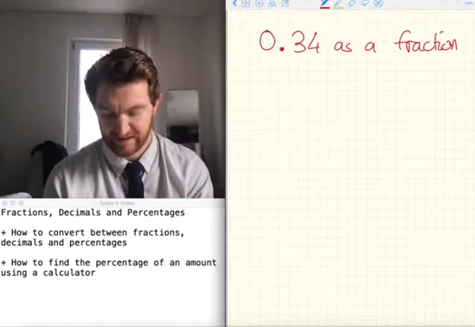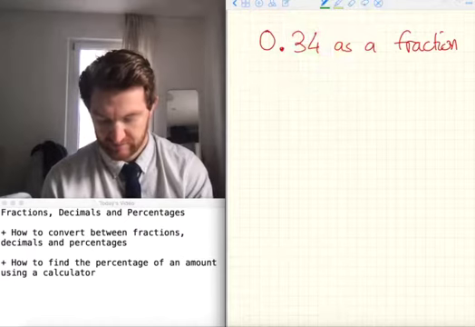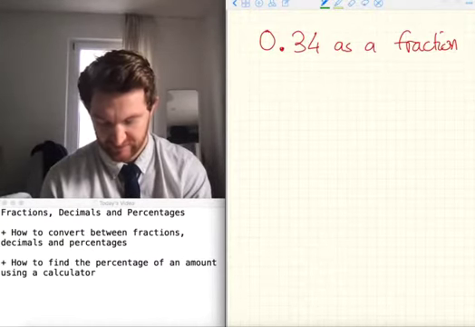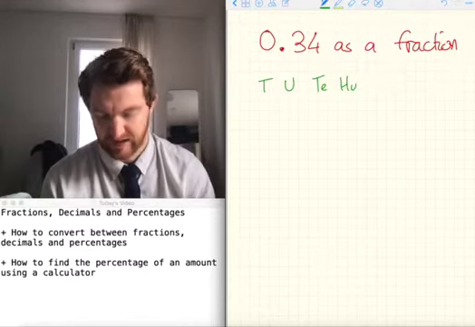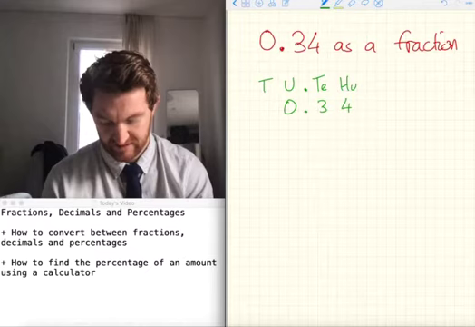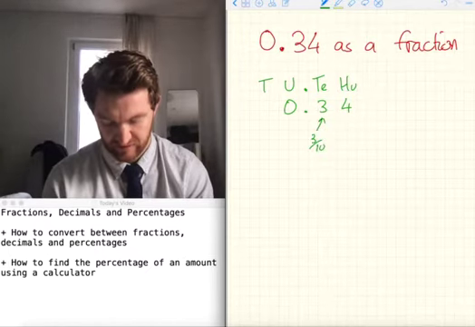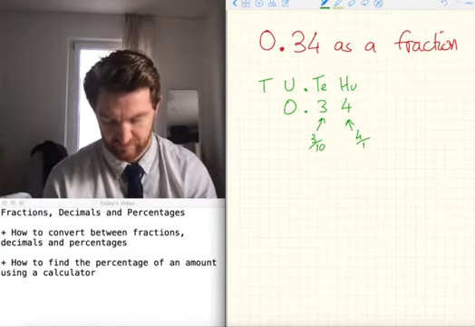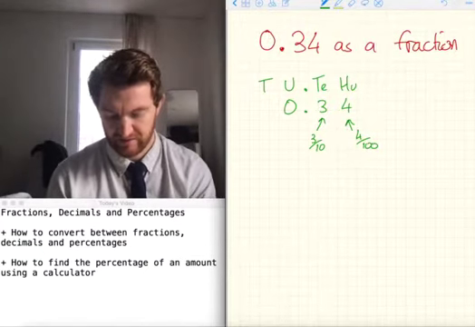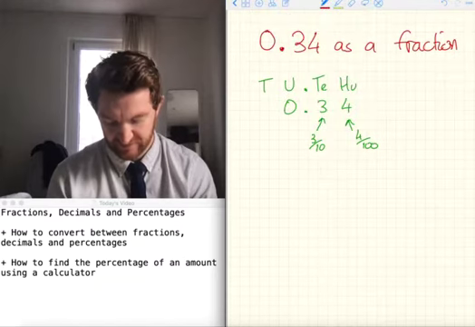0.34 as a fraction. When you were doing this in column method, you'll remember you talked about tens and units and tenths and hundredths, and you had a little decimal point there. So of course this would be 0 units, 3 tenths and 4 hundredths. 3 tenths is 3 over 10. 4 hundredths is 4 over 100. But we need to put those together to make a fraction. Well, 3 tenths could also be written as 30 over 100.